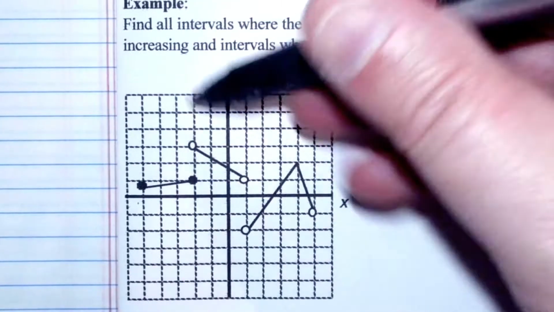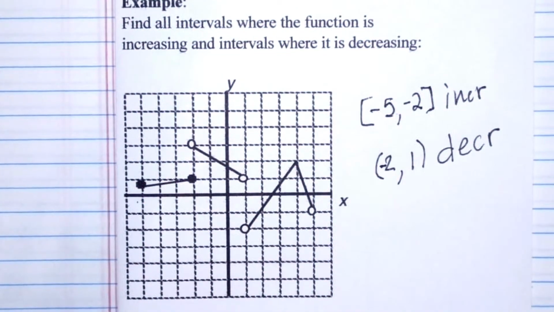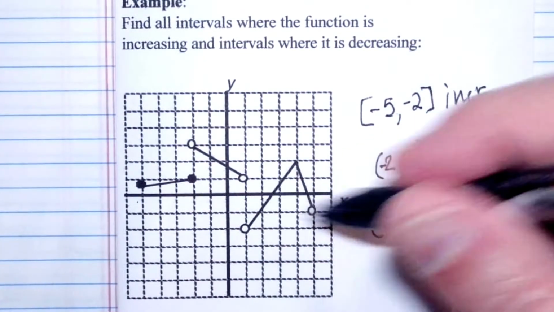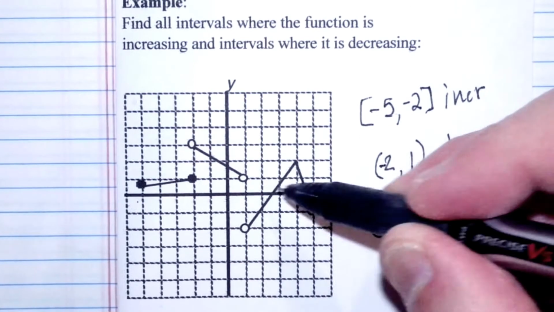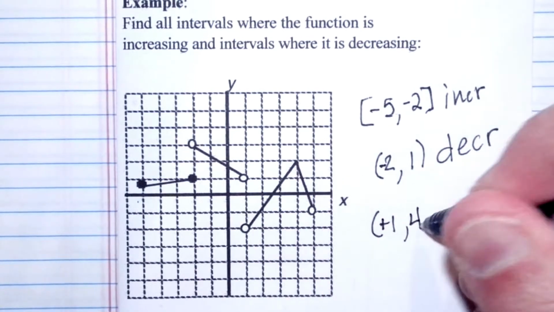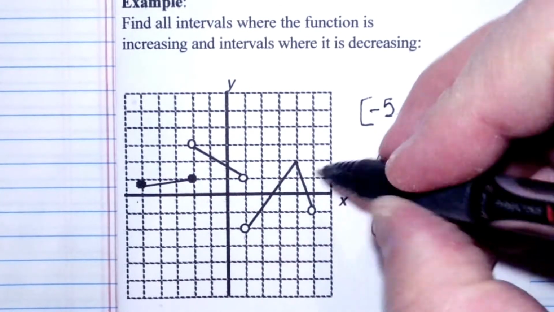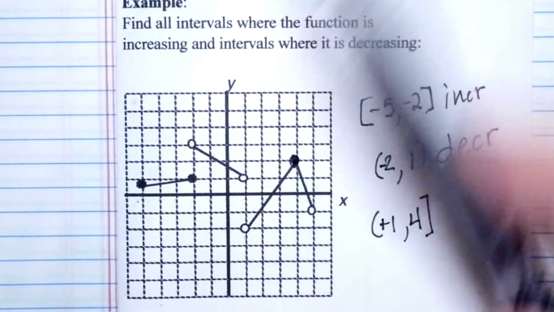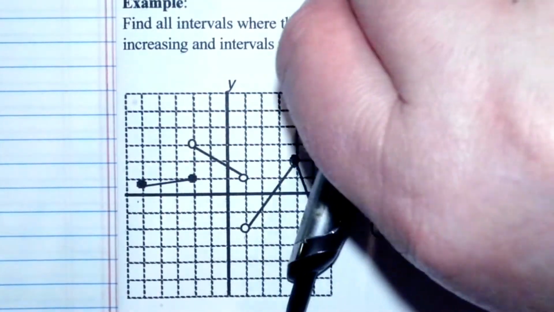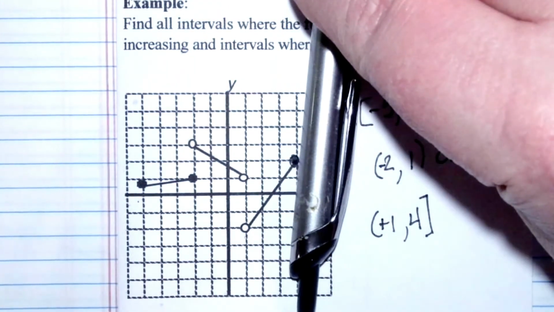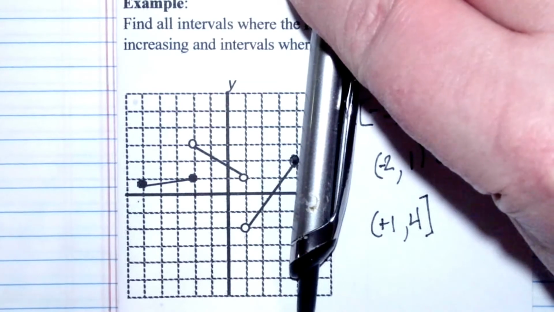And the reason that I used the brackets here was that the points are included. And here I used the parentheses because the endpoints are not included. Now, what about from 1 to 4? Well, the 1 is not included, but what about the 4? It is included. What if that graph had just stopped right there and we had a point? Well, you'd include the endpoint then.